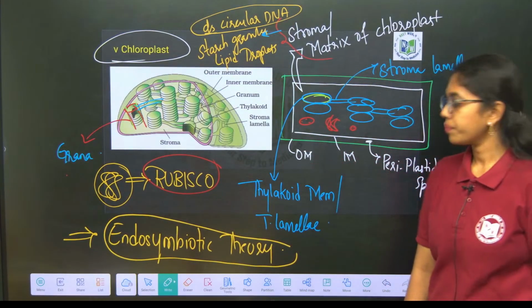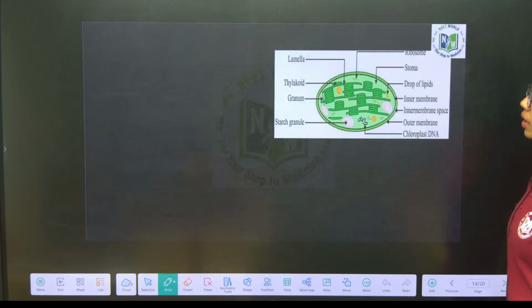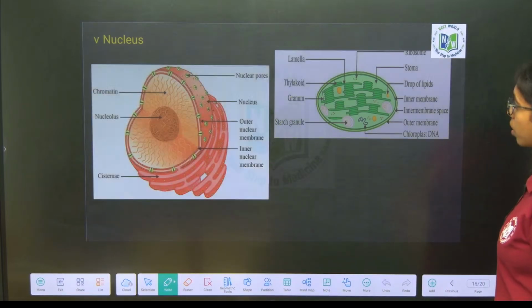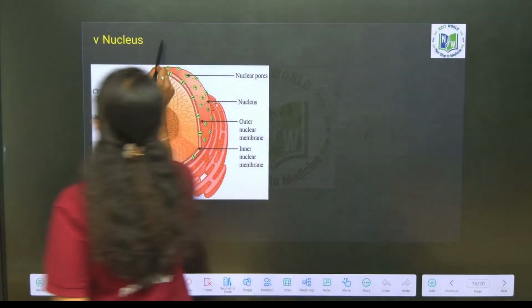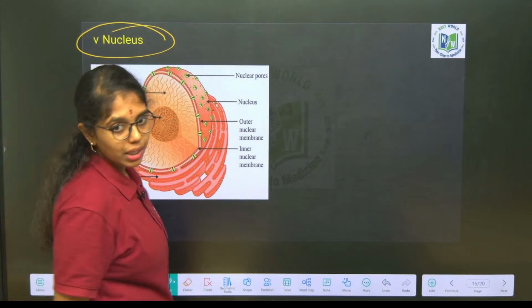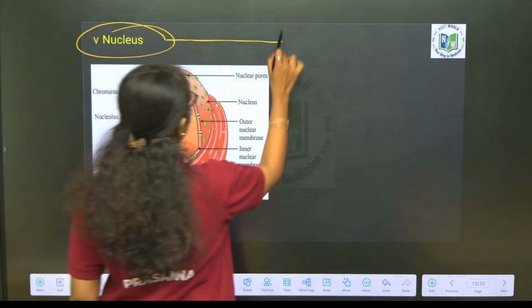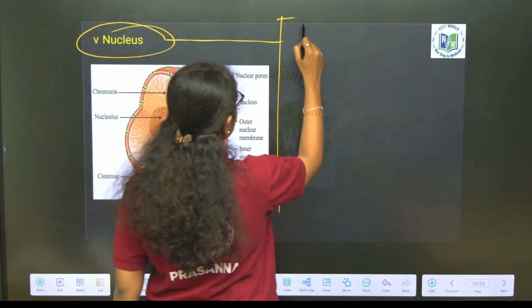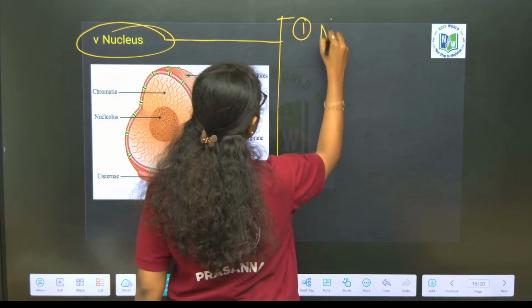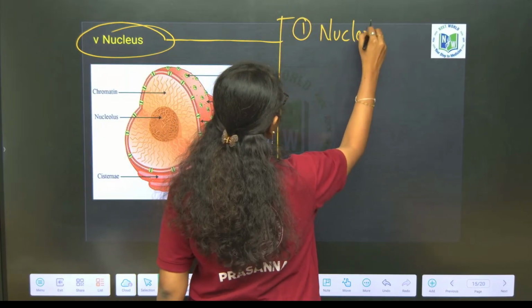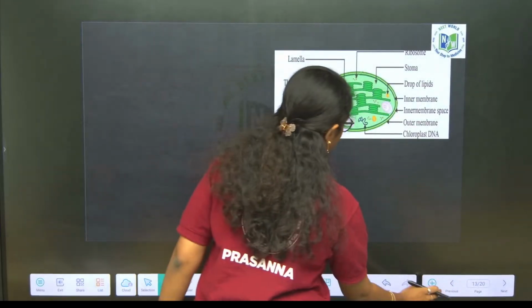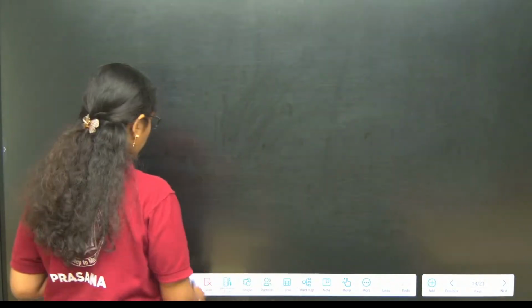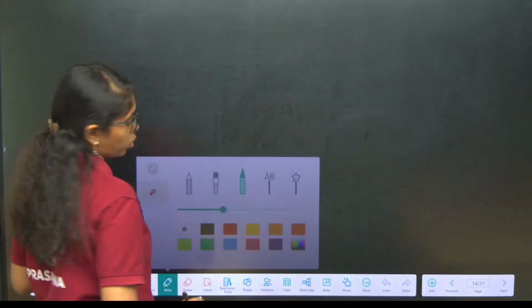Okay. Next. Now you are clear with the chloroplast. About nucleus. See, nucleus is having 4 components inside it. What are the 4 components inside the nucleus? First is nucleolus. Raghav, you asked me that question, right? We will finish one more thing about the events of photosynthesis.